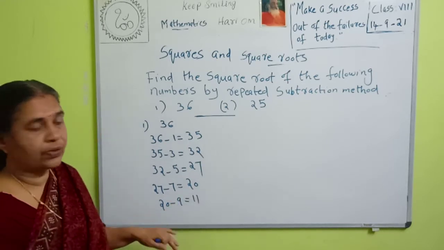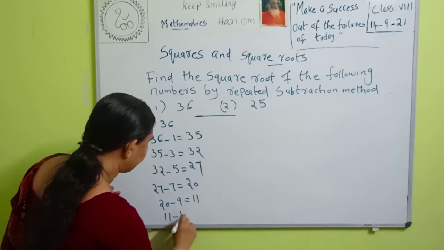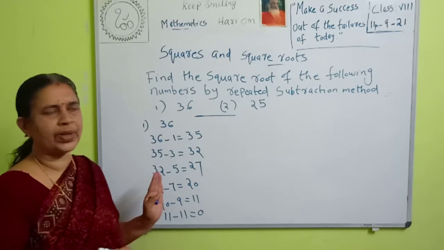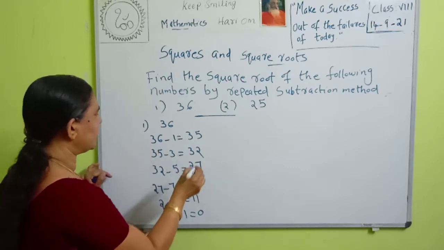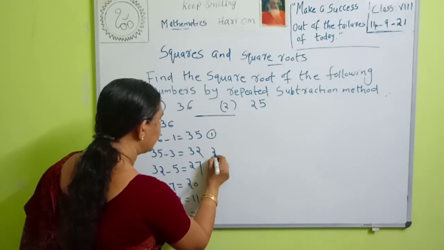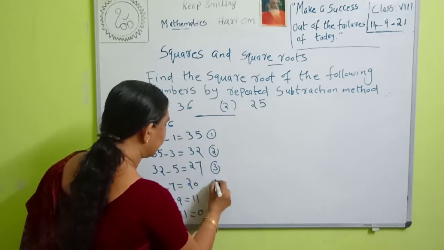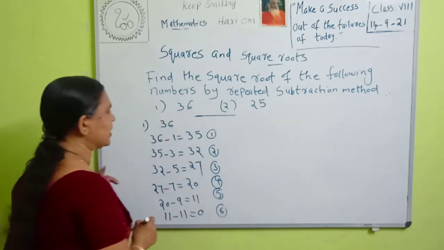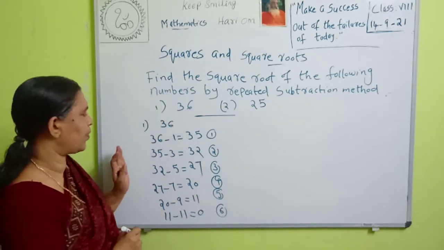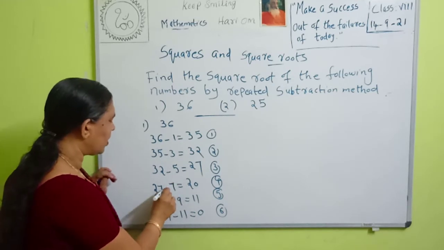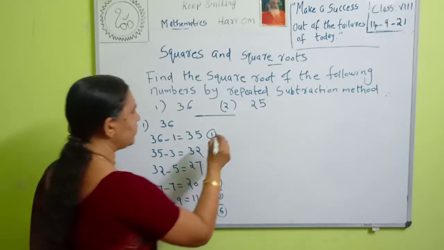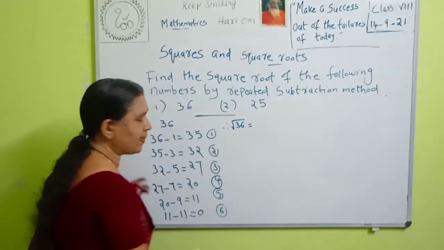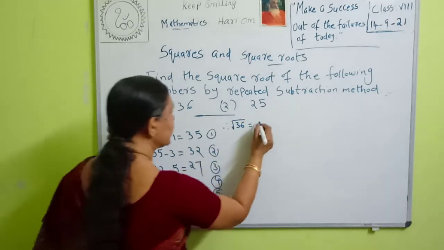Then what is our next odd number? 11. 11 minus 11 is 0. If here we get 0, then we can stop here. Then how many times we subtract? Here 1, 2, 3, 4, 5, 6. Then what is the square root of 36? How many times we subtract? 6 times. Therefore, the square root is 6.